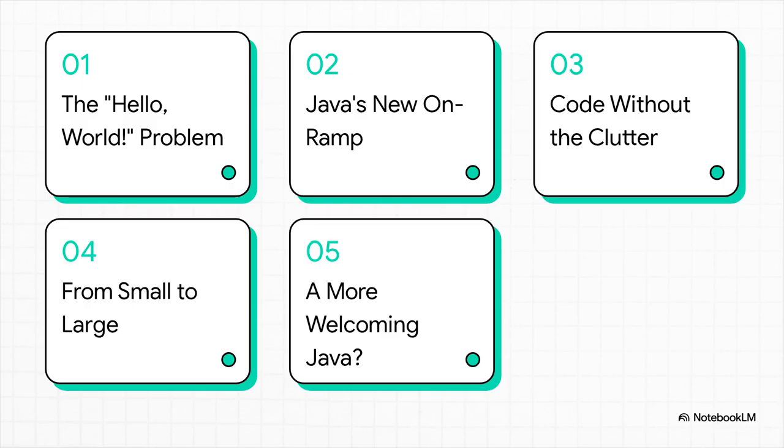All right, so here's our game plan. We're going to start with the big why, the Hello World problem itself. Then we'll check out Java's new solution, this on-ramp they've built. After that, we'll see the magic happen, code without all the clutter. We'll see how that simple code can grow up into a big program. And finally, we'll ask the big question: is this a more welcoming Java?